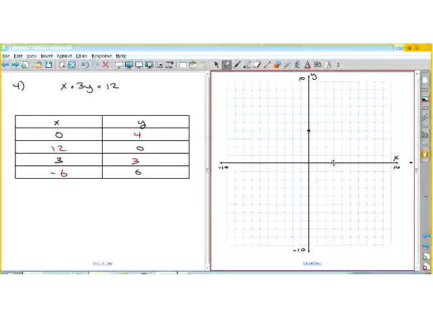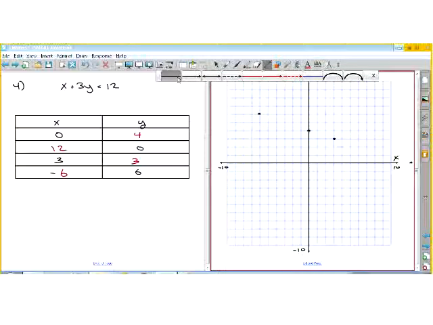X equals 3, y equals 3. Just going to put the point right there, which makes sense because it has to be somewhere between those. And negative 6, comma 6. So we go negative 6, 1, 2, 3, 4, 5, 6, and up positive 6. And now we have 4 points.